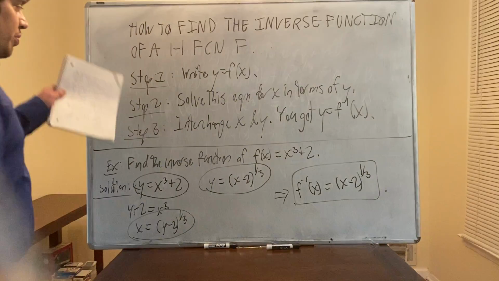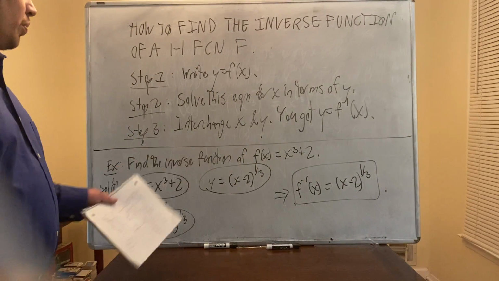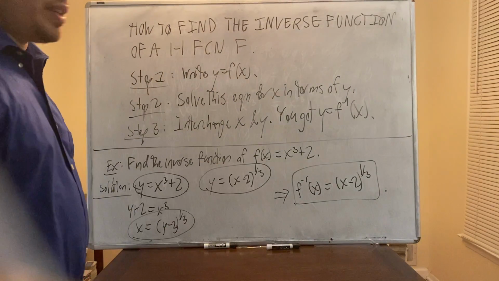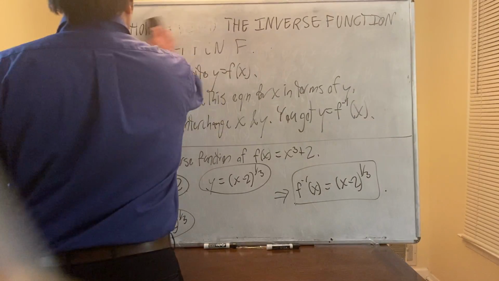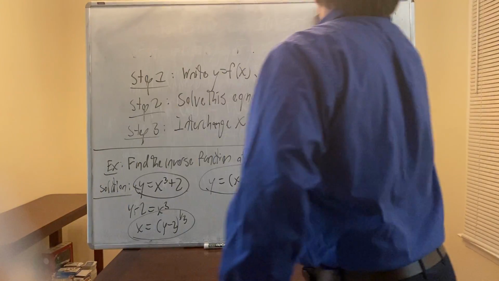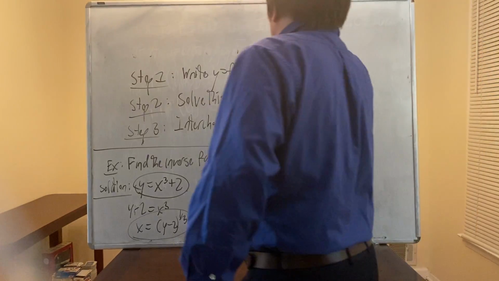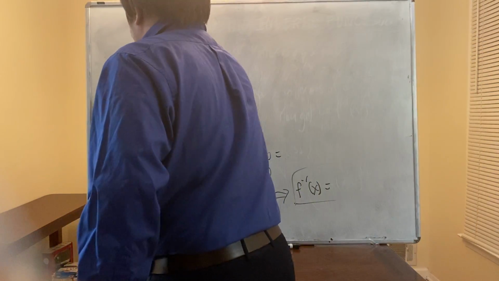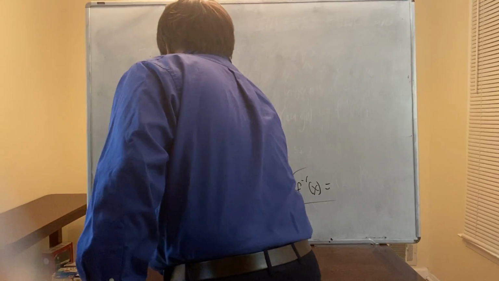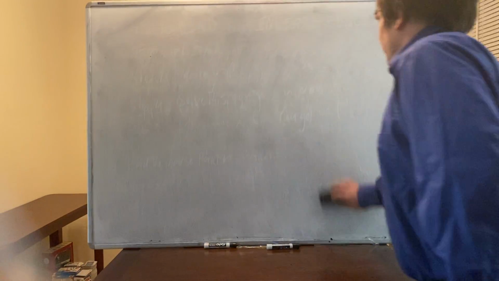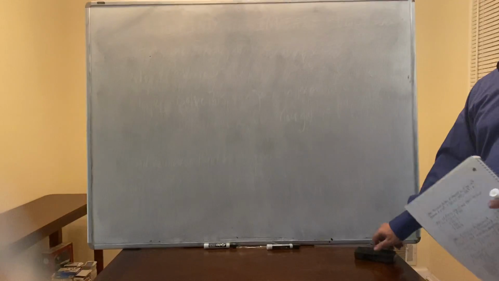Okay, so you just apply these 3 steps in that order correctly for a one-to-one function, and you find the inverse of that function. Okay, good.